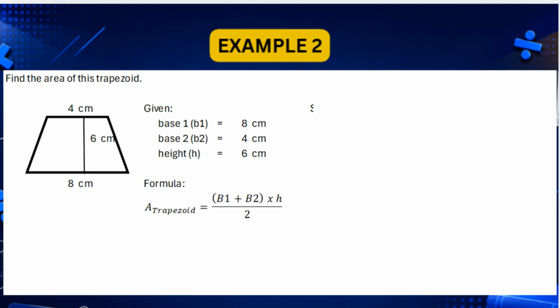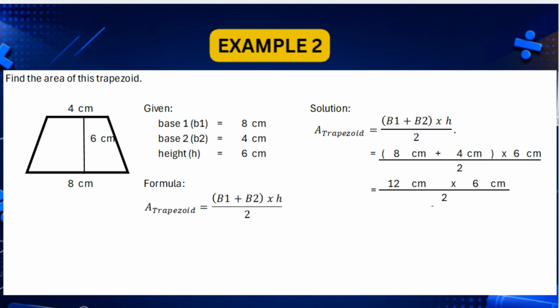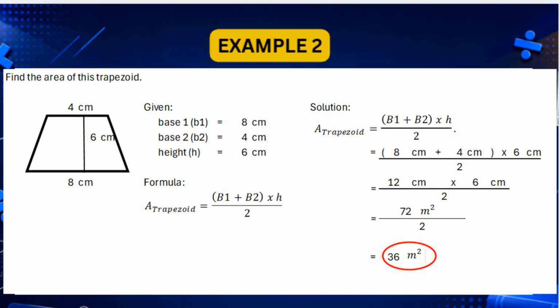For example, if the bases are 4 centimeters and 8 centimeters and the height is 6 centimeters, first add 4 and 8 to get 12. Then multiply 12 by 6 to get 72. Finally, divide 72 by 2 to get 36. Therefore, the area is 36 square centimeters.